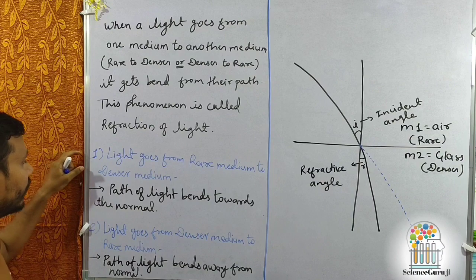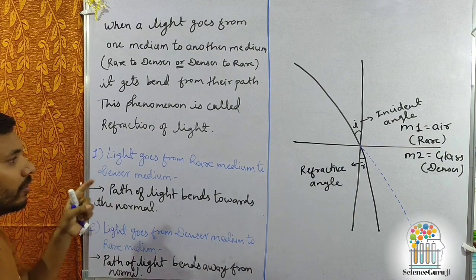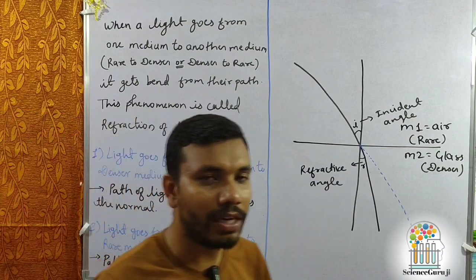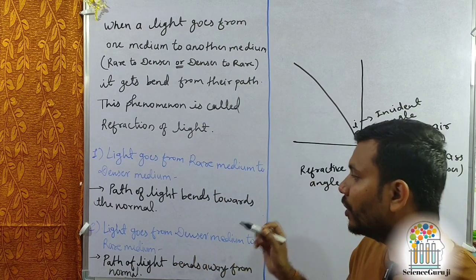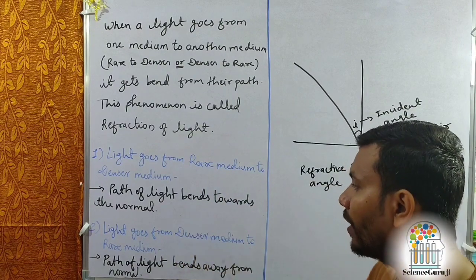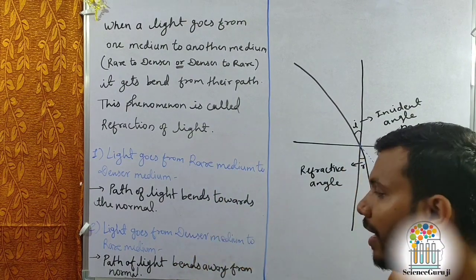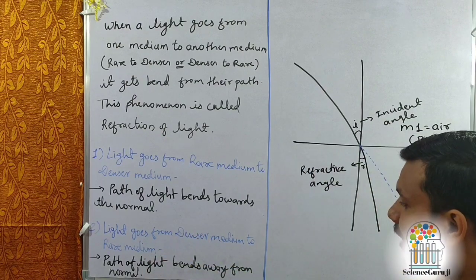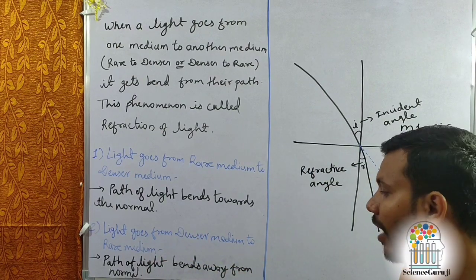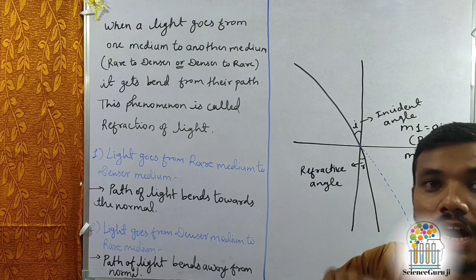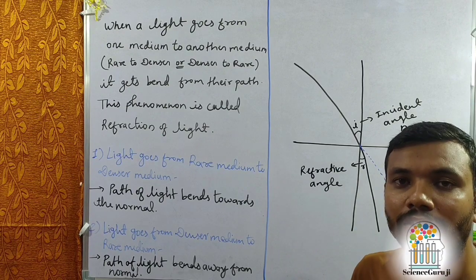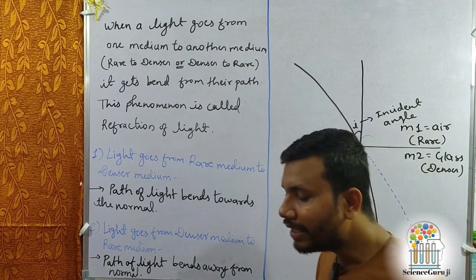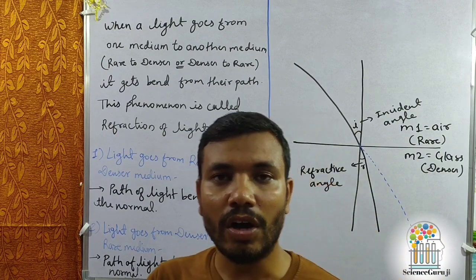Okay, here we have seen two cases. When light goes from the rare medium to the denser medium, the path of light changes towards the normal, that means it bends toward the normal. And when light goes from the denser medium to the rare medium, the path of light bends away from the normal. Okay, so next we will discuss the law of refraction.